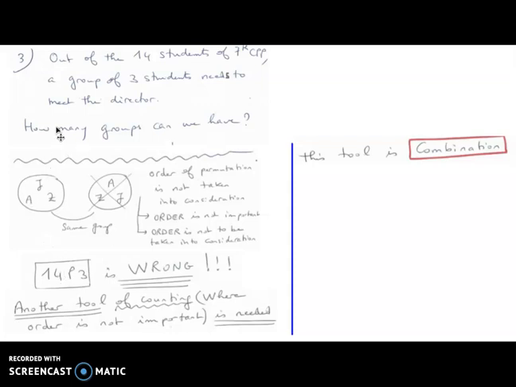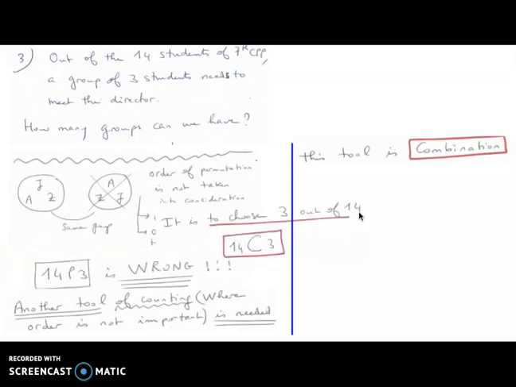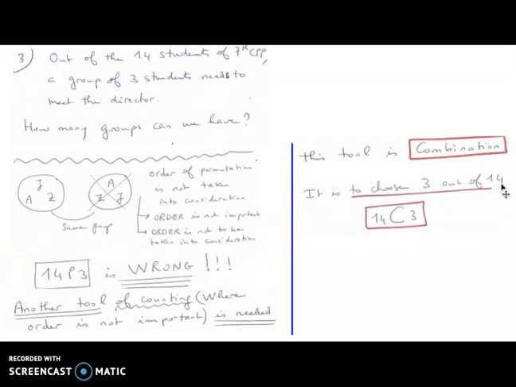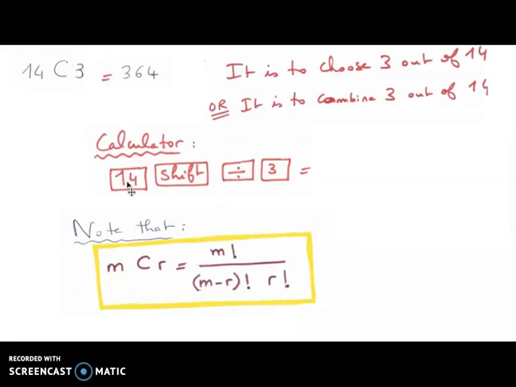So in this case, I am combining 3 out of 14. I am choosing 3 out of 14. So the letter C is for combination, or sometimes you can say it is for choosing from C. So I am choosing 3 out of 14, or I am combining 3 out of 14. Now how to find the answer using the calculator? To use the calculator, we do 14 shift division 3, and we get 364.